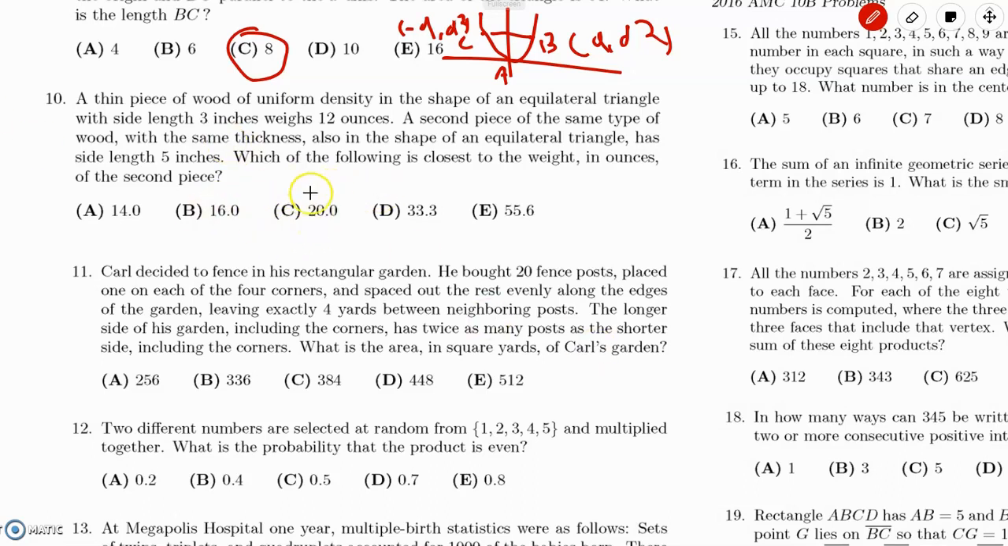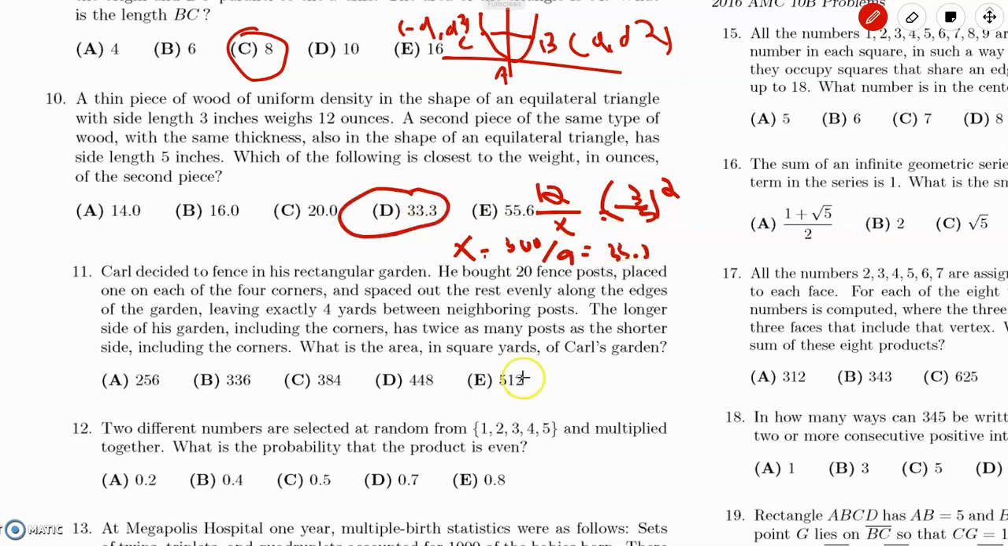So essentially, since they're uniform density and they have the same thickness, that means the ratio of their areas is equal to the ratio of their weights. So that means 12 over x is equal to the ratio of the areas, which is just the ratio of their side length squared. So that means x is equal to 300 over 9 after simplification. That's equal to 100 over 3. That's equal to 33.3 about, and that's equal to D.